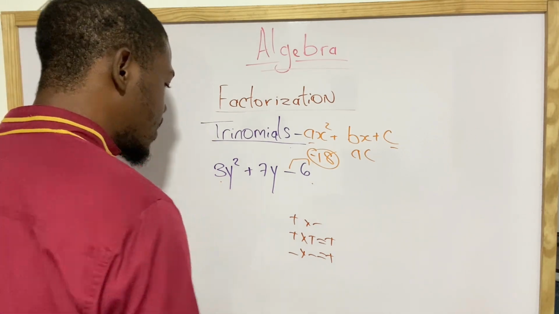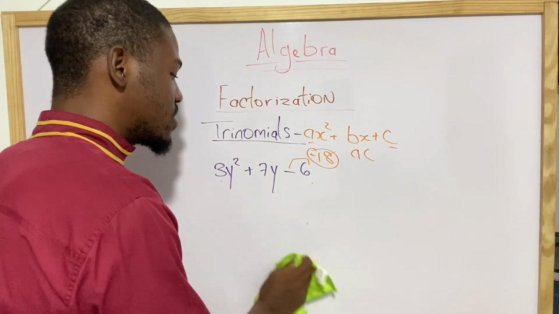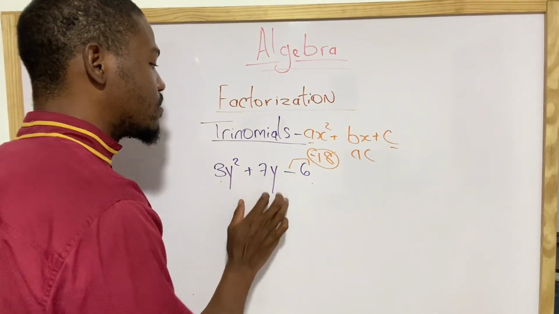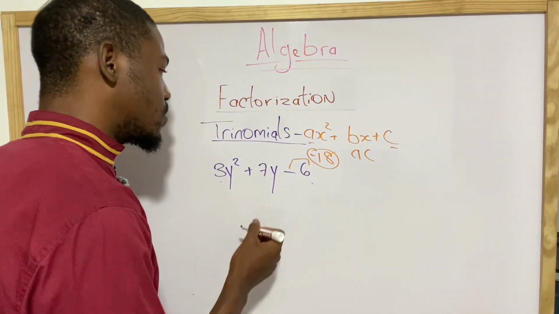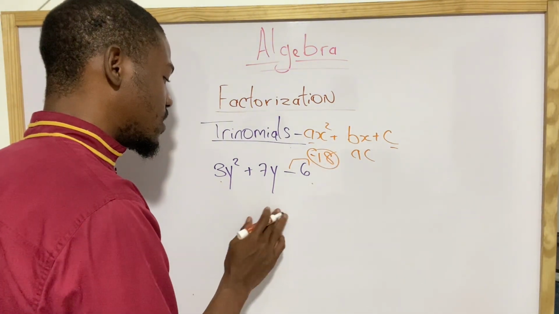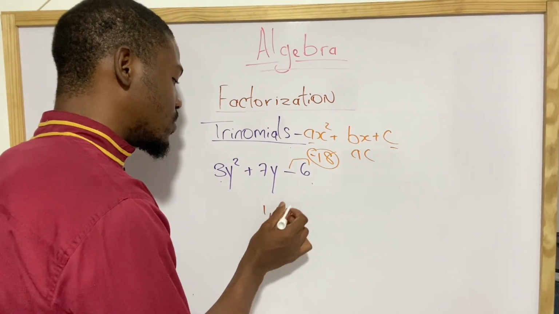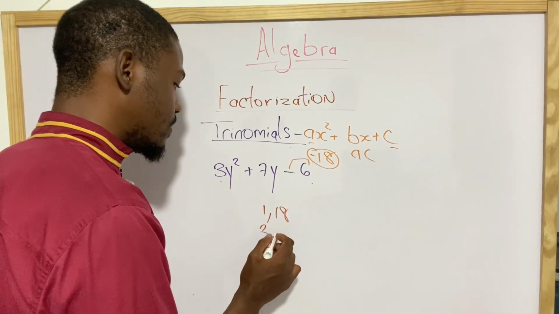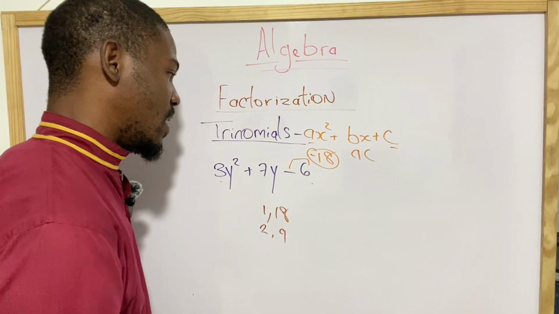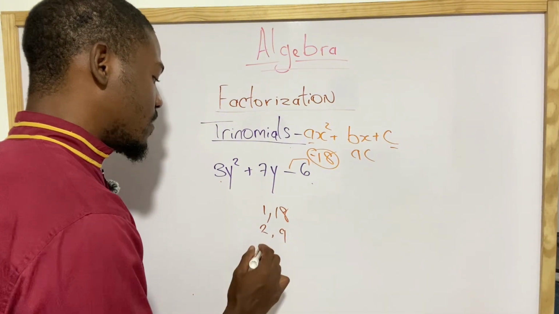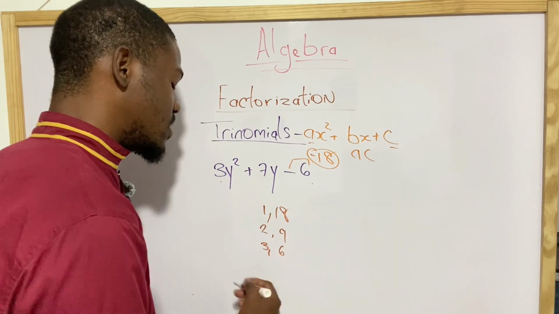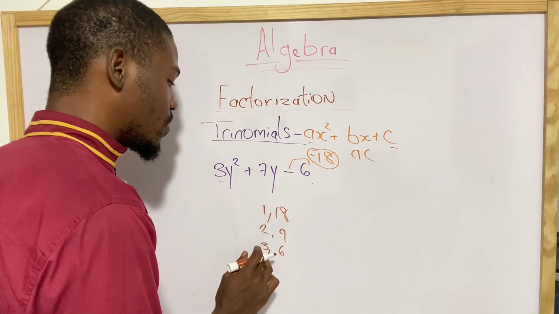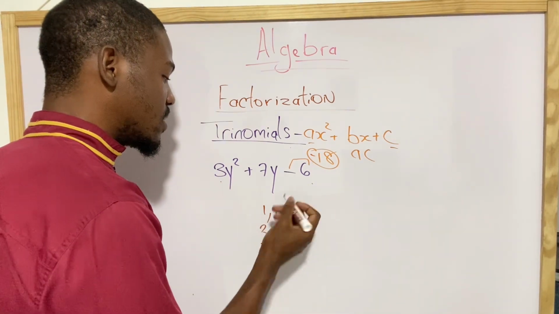So having that understanding, we're going to search for two numbers that when added or subtracted give us positive 7. So what are those two numbers? In listing out the factors of 18, we have 1 and 18, as 1 times 18 is 18. We also have 2 and 9. What else do we have? We have 3 and 6, right? So we have these factors: 1, 2, 3, 6, 9, and 18.